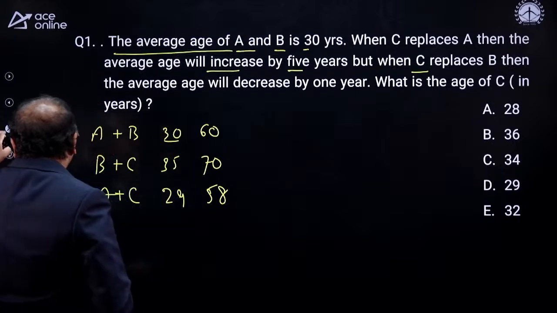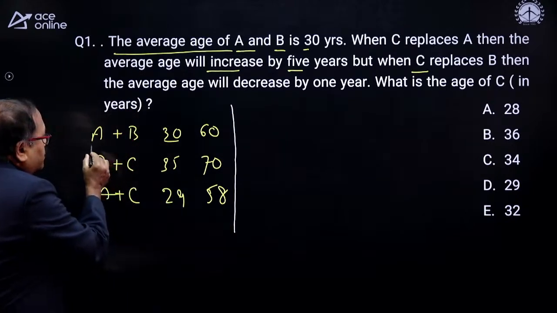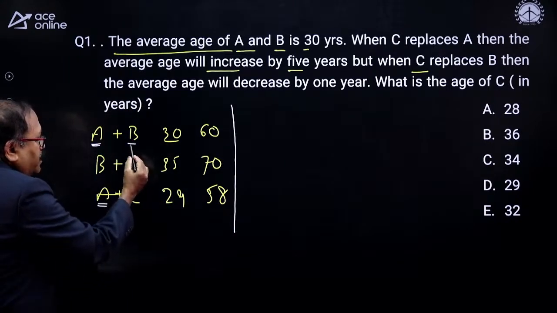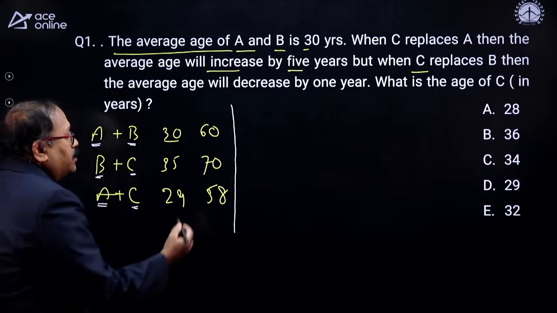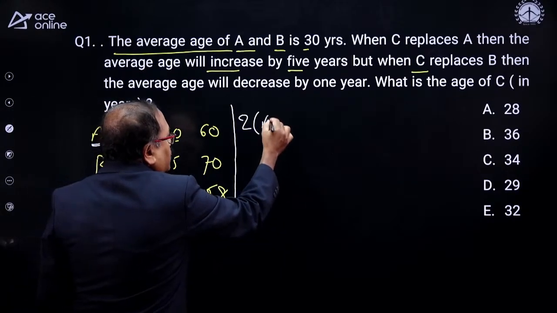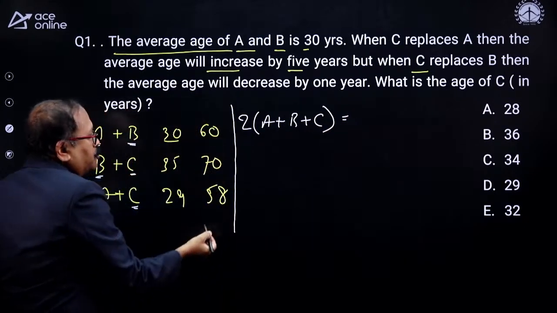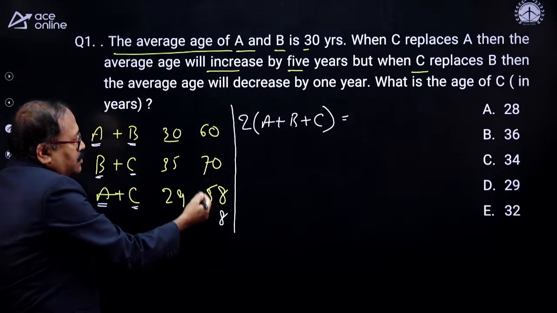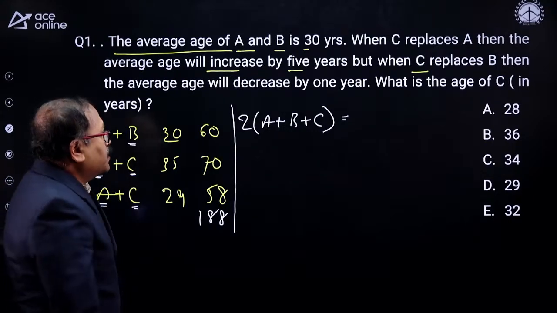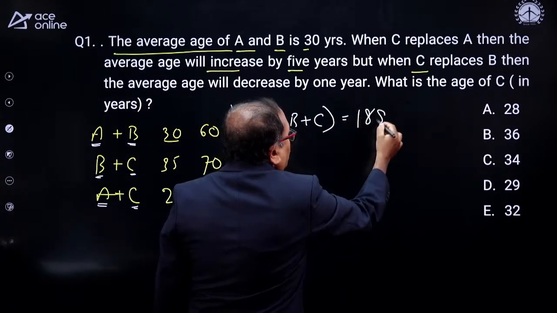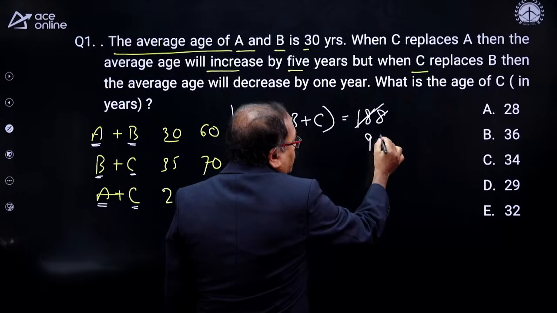You will say, Narendra, it's very easy. If I add up, 2 A's are there, 2 B's are there, and 2 C's are there. Yes, my friends, it is easy. So when you add this up, 2 times (A plus B plus C) is equal to the total, 70 plus 60 plus 58, which is 188. So what is A plus B plus C? That will be 94.